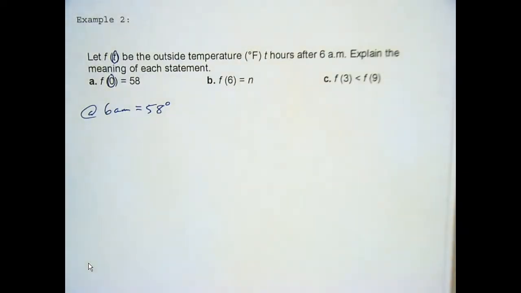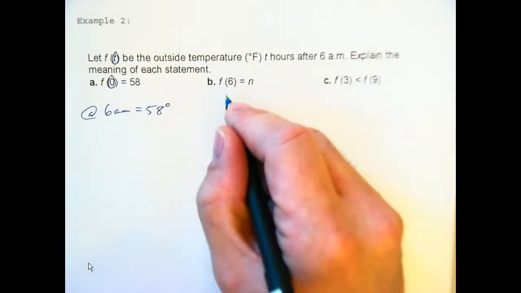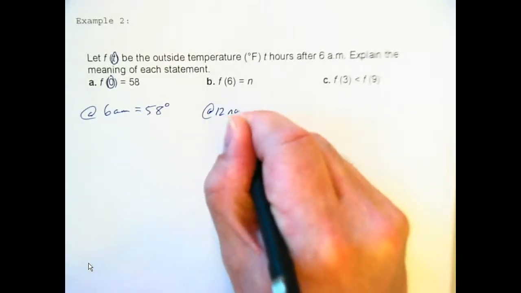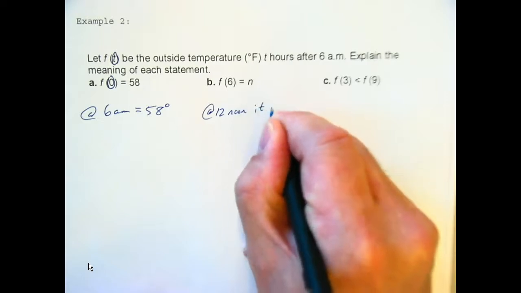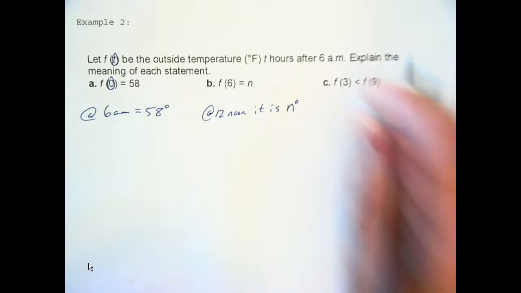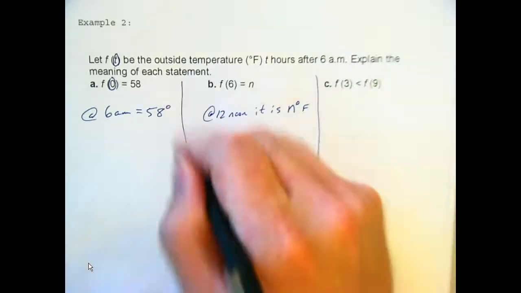All right, tell your neighbor what B means, or at least what you think it means. You have to step out of your comfort zone a bit. It means that 6 hours after 6 a.m., the temperature is nobody knows. Okay, what time is it right here? Yeah, it's 12 noon, right? So at 12 noon, it is what temperature? Yeah, it's in degrees Fahrenheit. We have no idea. It's a variable. It may not make sense to you, but that's what it's saying.